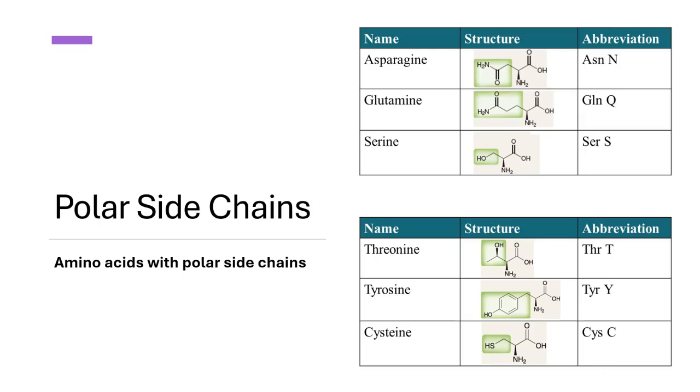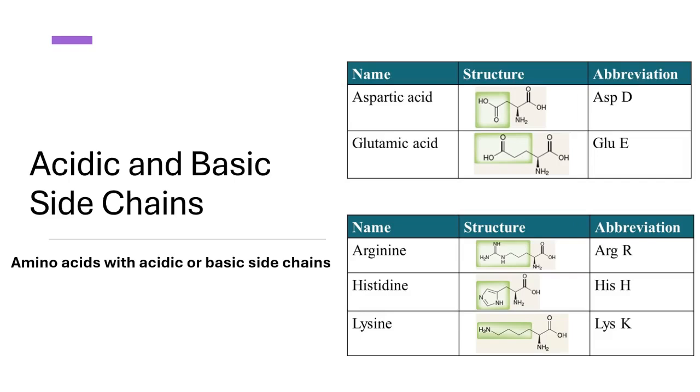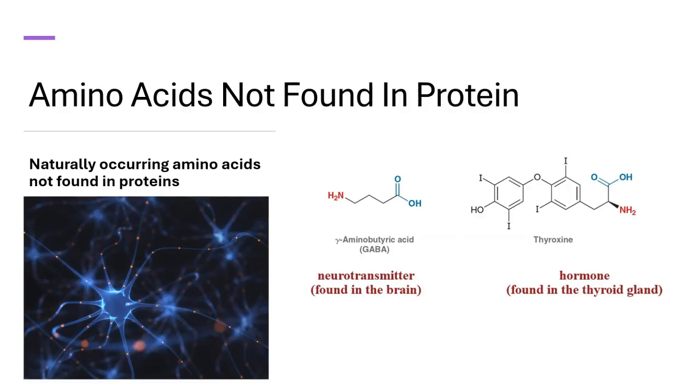Acidic and basic side chains. These are amino acids that either have a basic side chain or an acidic side chain. Again, note their name, structures, and abbreviations. Amino acids not found in protein. Some naturally occurring amino acids that are not found in protein include neurotransmitters and hormones.